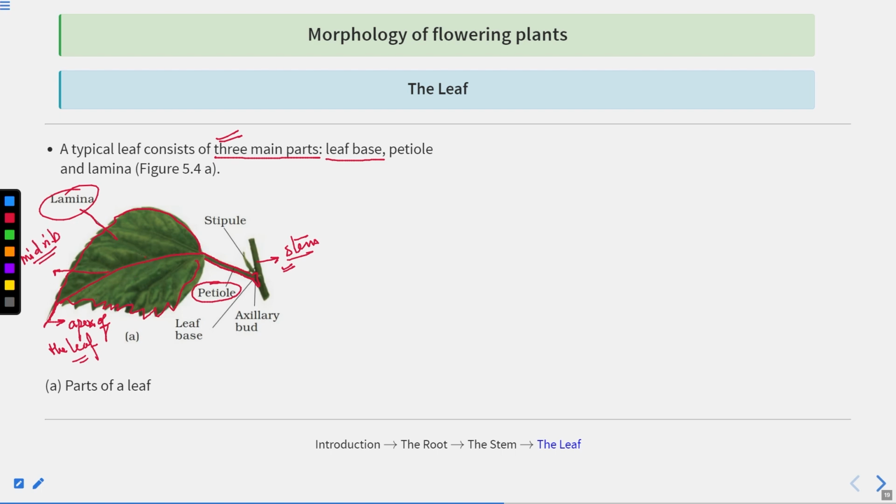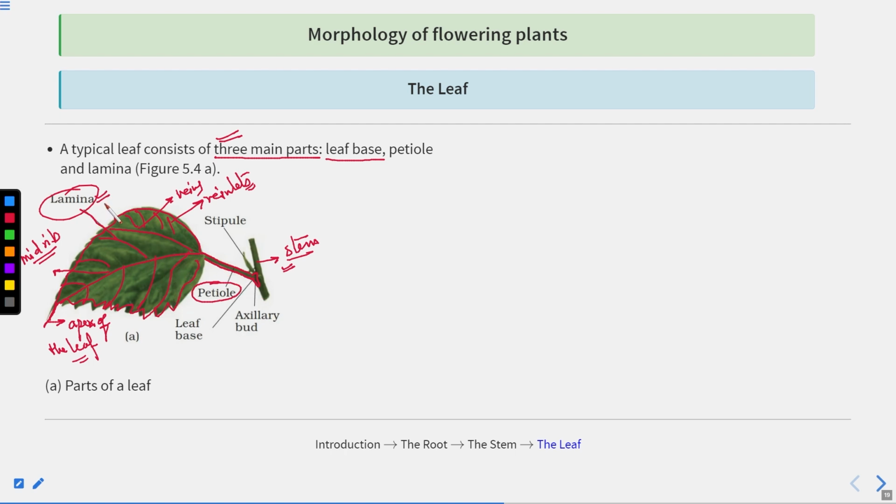And this midrib gives rise to veins. These are the veins like this. Okay, these are the veins. And this again gives rise to veinlets. Veinlets. Okay, so here what we see is the leaf base, we see the petiole and the green flattened structure which is called lamina.